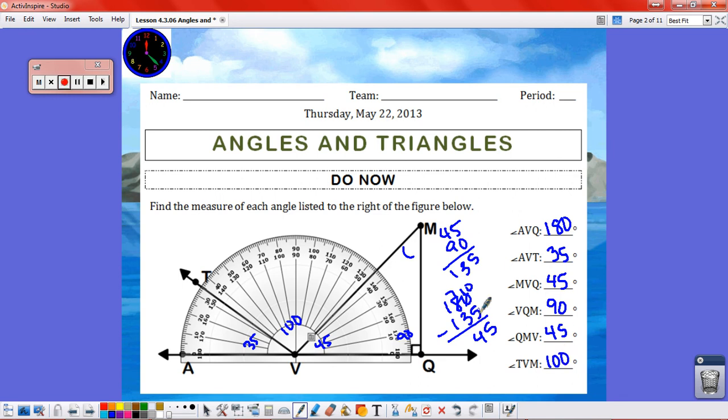And I'm just going to go ahead and check that. It starts here, it goes 5, 10, 15, 20, 25, 30, 35, 40, 45, 50, 55, 60, 65, 70, 75, 80, 85, 90, 95, 100 degrees. So I just checked out my straight angles add up to 180 degrees, and it works out. It's true.